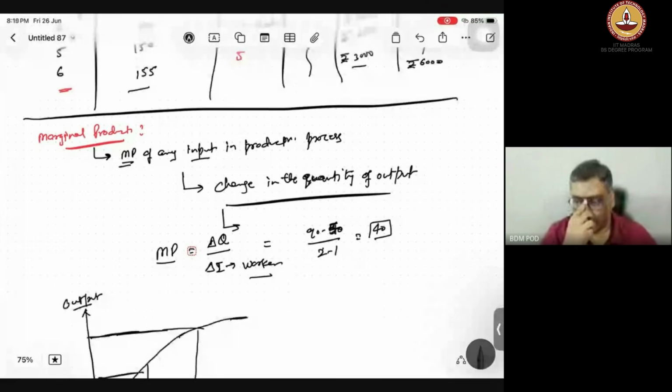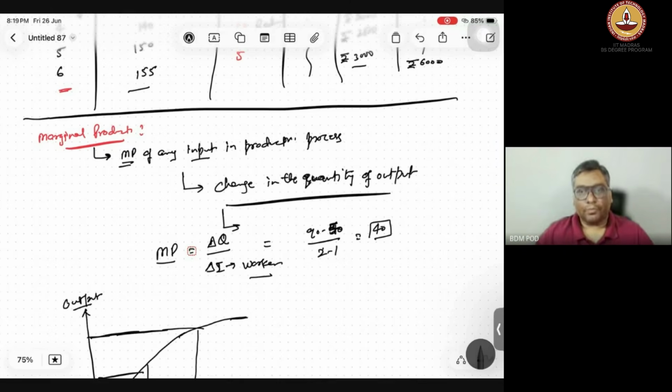Utility is what? This is a common example, everywhere you can find it, right? When you are very hungry, right? So initially, I'll tell you the story from long back ago. In IIT Madras, we usually have a group. Okay, so what happened?